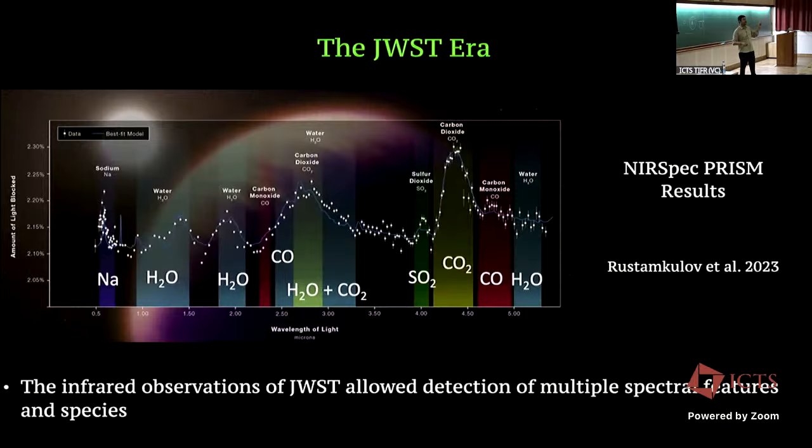The reason is the same, as I told you: if you look at the absorption cross-section, because of the rovibrational transitions, many of these molecules have their cross-section in this wavelength region. That is why we have been able to detect CO2, SO2, CO, methane, and many molecules in different exoplanets since JWST began observing in 2022. This is one of the first initial targets from the Early Release Science program, where we were able to detect H2O, CO2, SO2 and CO for the first time in WASP-39b. So the infrared observations of JWST have allowed us the detection of multiple spectral features.